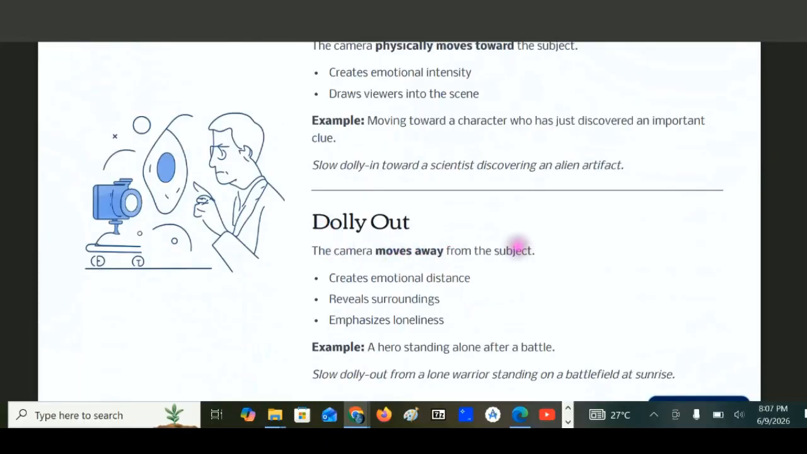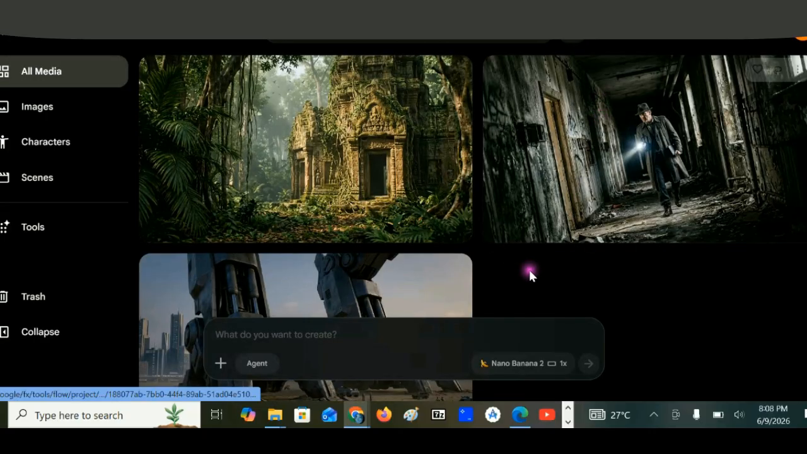Dolly out. The camera moves away from the subject. Remember, dolly in moves towards the subject, but here it moves away from the subject. What it does: it creates emotional distance, reveals surroundings, and emphasizes loneliness. Example, a hero standing alone after a battle. So you can see the difference.